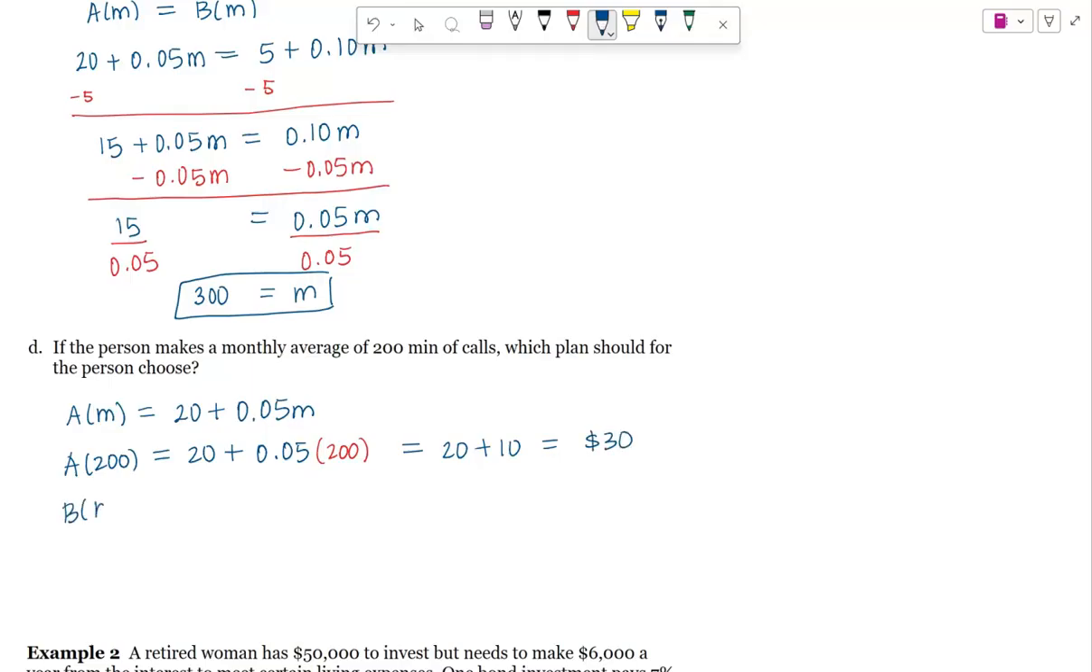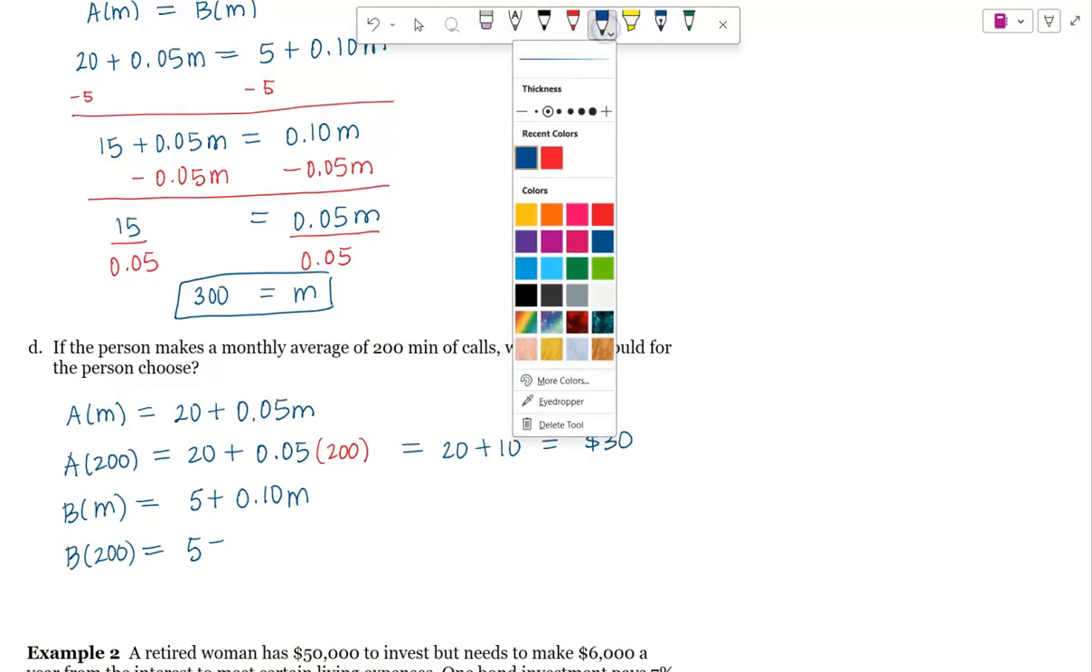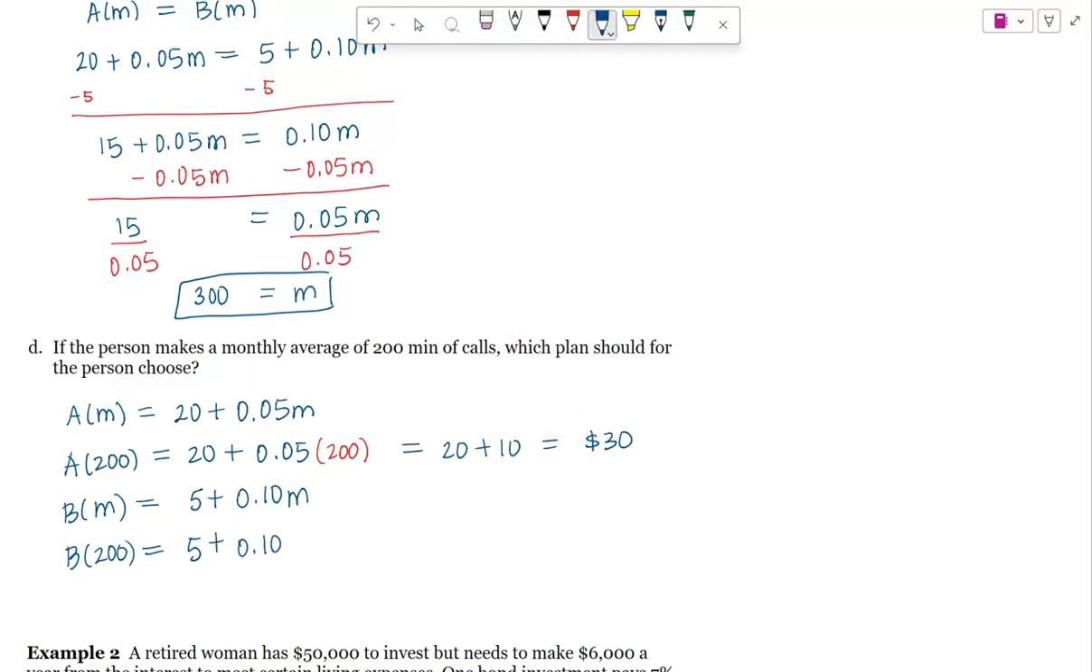Let's do the same thing for Plan B. 5 plus 10 cents per minute. So if we plug 200 minutes in, we're getting 5 plus 20, or $25. So it looks like Plan B is going to be a better option if we are only going to use 200 minutes.